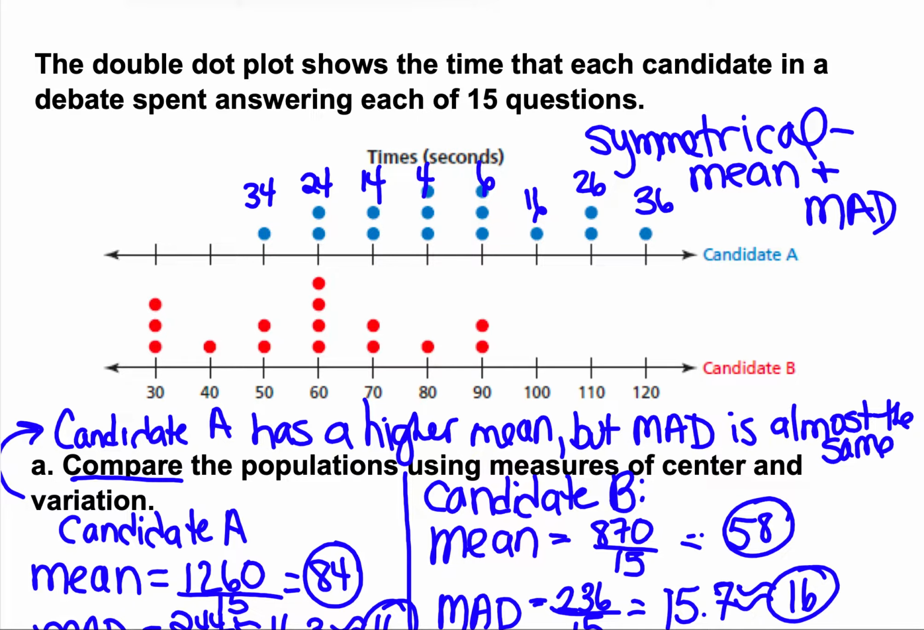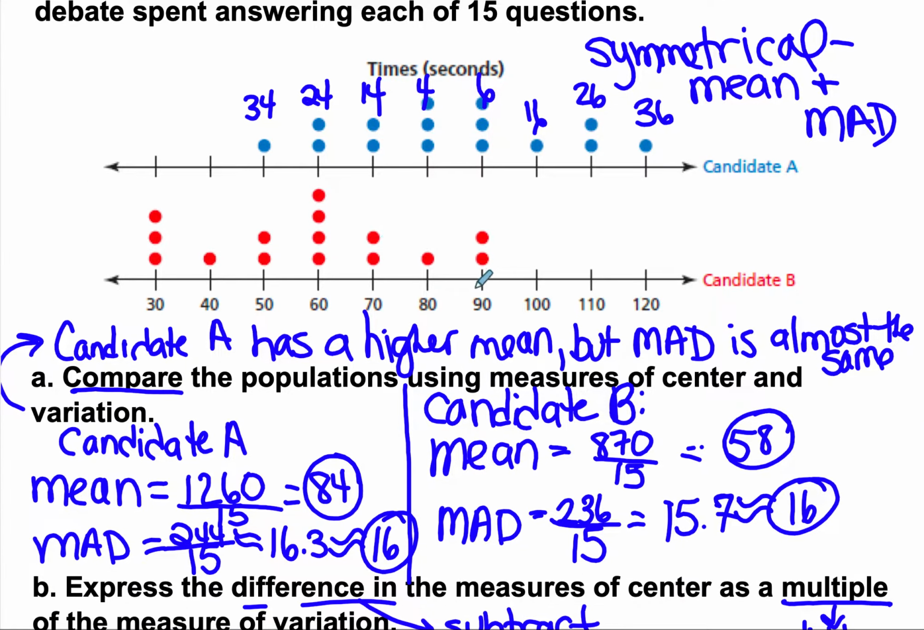So for candidate B, for the mean, when you added all the red points together and divided by 15, you should have gotten 58. So the total was 870. We divided by 15, we got 58. Then for each one of those points, you have to subtract it from 58 to find out how far away it is from 58. So I'm not going to write them all out, but I'll write a couple here. So if I did 58 minus 30, that would have been 28. And then this one would have been 18 and so on.